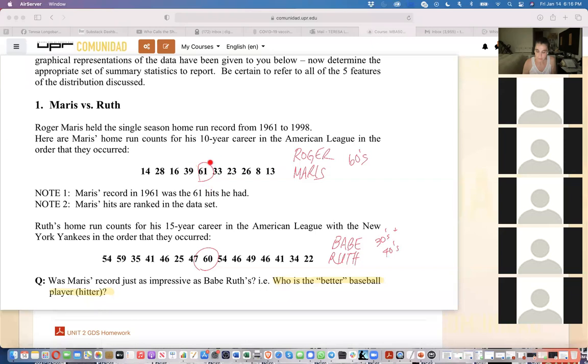So Maris, if you look in the record books, he held the record for almost 30 years, having the most home run hits. But who is the better baseball player? Would you say Roger Maris because he got 61, or like Jean, for 10 years? I think it's Maris. Okay, put your vote in the chat. Who is the better baseball player? Ruth or Maris?